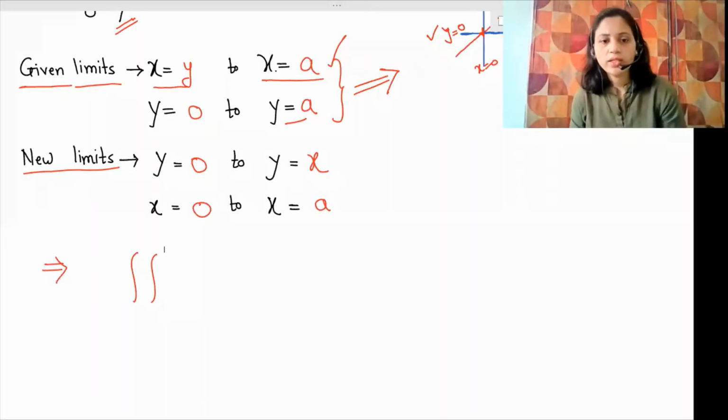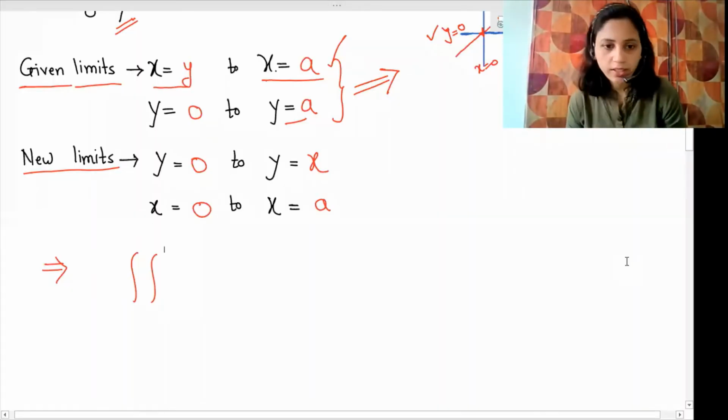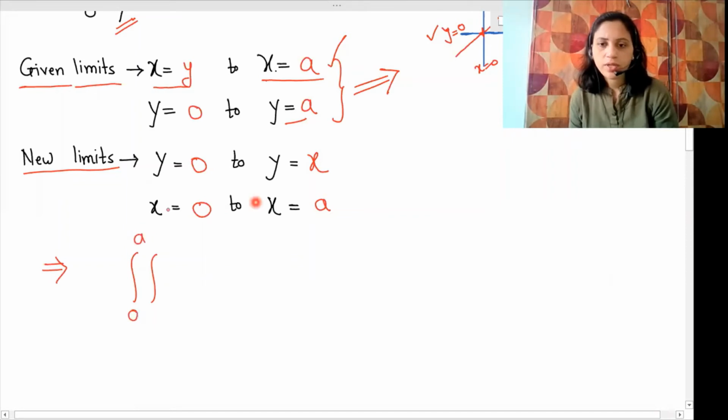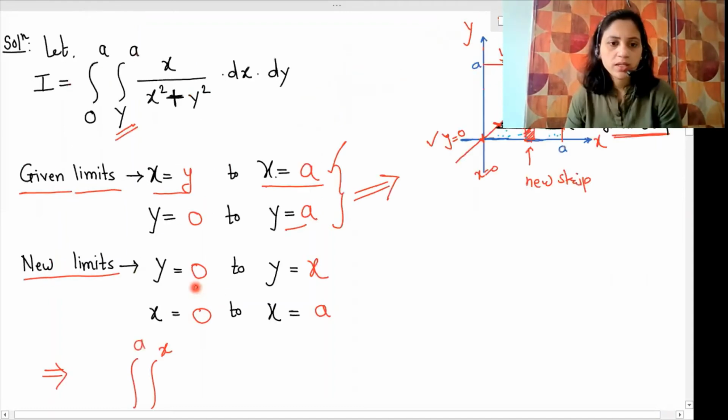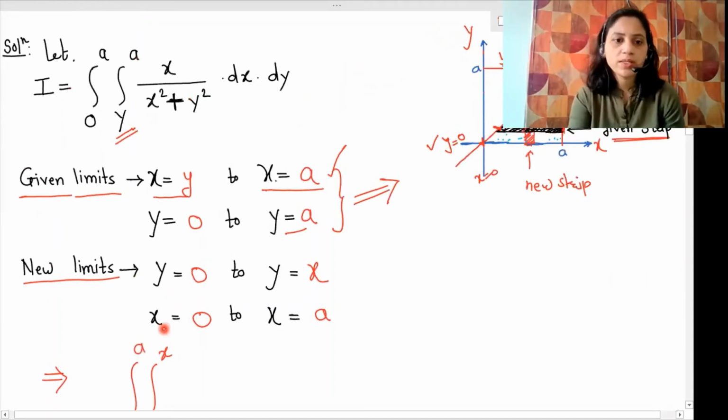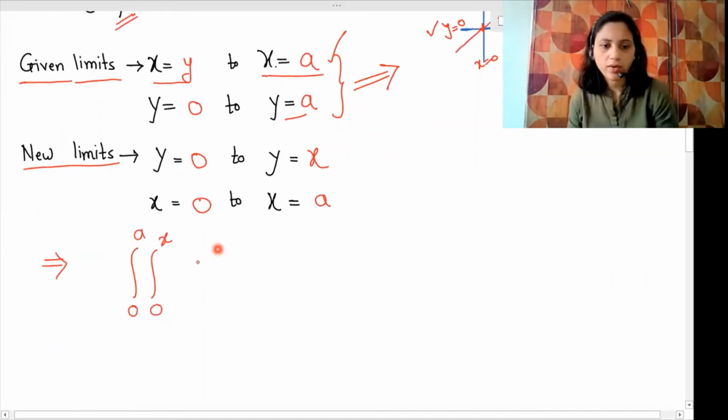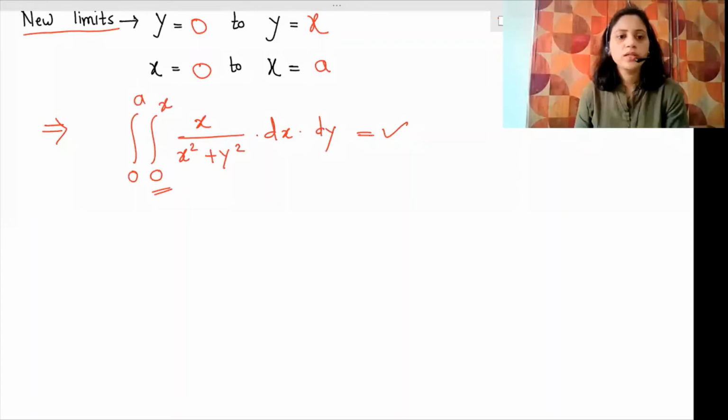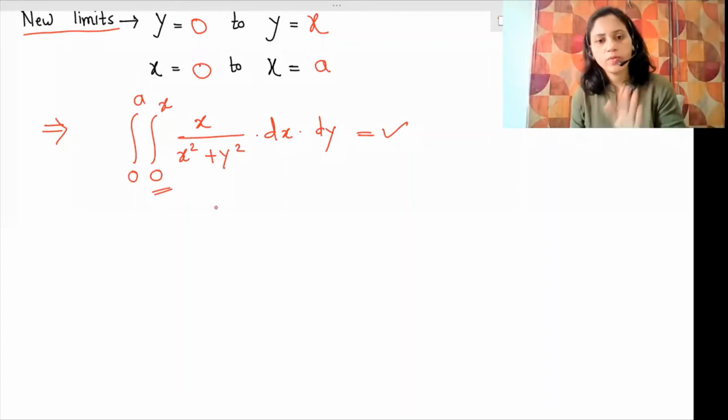Now I'm going to write the new order or new limits of the integration. The x limits are 0 to a, and the limits of y are 0 to x. Now the integrand, what is my integrand? Integrand is x upon x square plus y square dx dy. Now these are the new limits, and now we are going to evaluate this example.